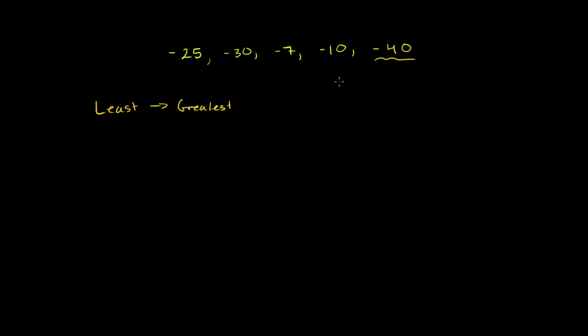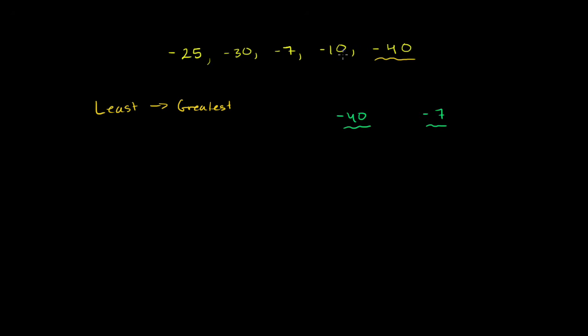But you have to realize what the negative is telling you. And to think about that, think about if these were your dollar amounts in your bank account. Would you rather have negative $40 in your bank account or negative $7 in your bank account? Negative 40 means that you owe the bank $40. So it's 40 less than having nothing. Negative 7 would mean that you owe the bank only $7. So it's actually the case that negative 40 is less than negative 7.